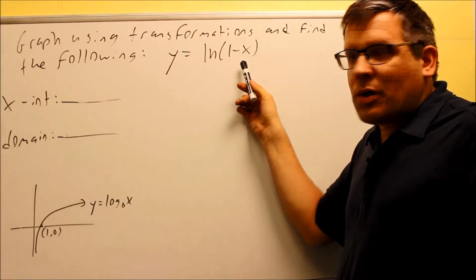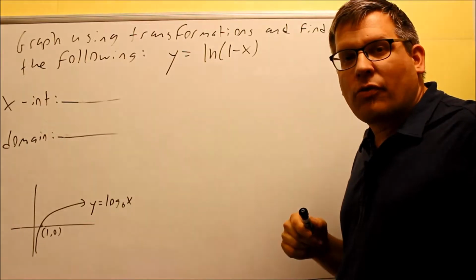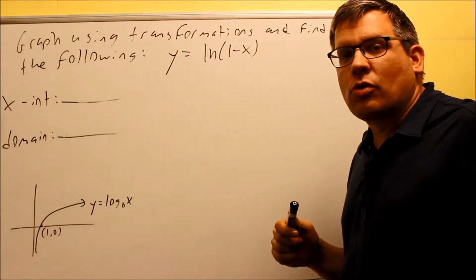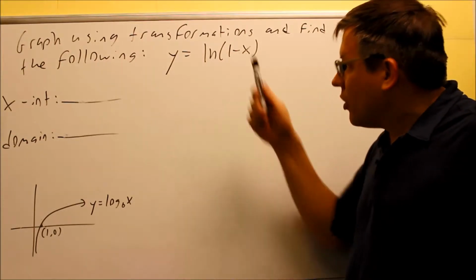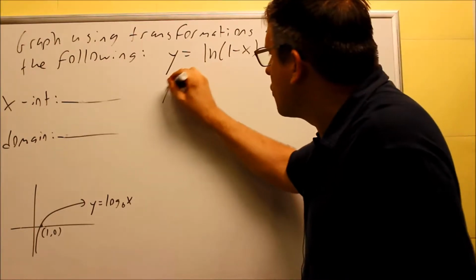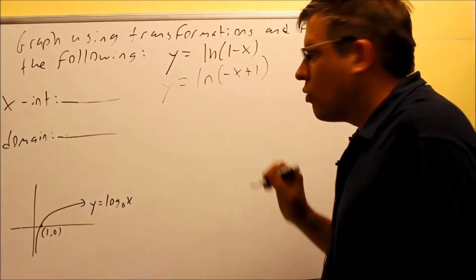Now, another thing we notice about this is the order there is switched. We want to have the x come first because when we use our transformation rules, we usually have a positive x plus or minus something. We don't have that here. We need to switch the order first before we graph. Switch the order, we get negative x plus 1.